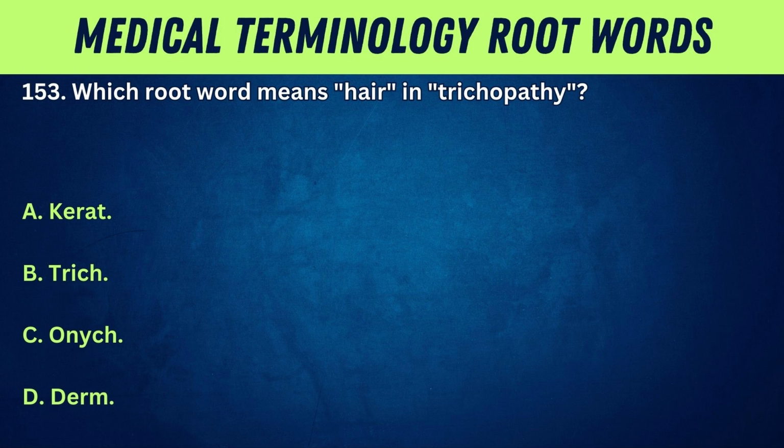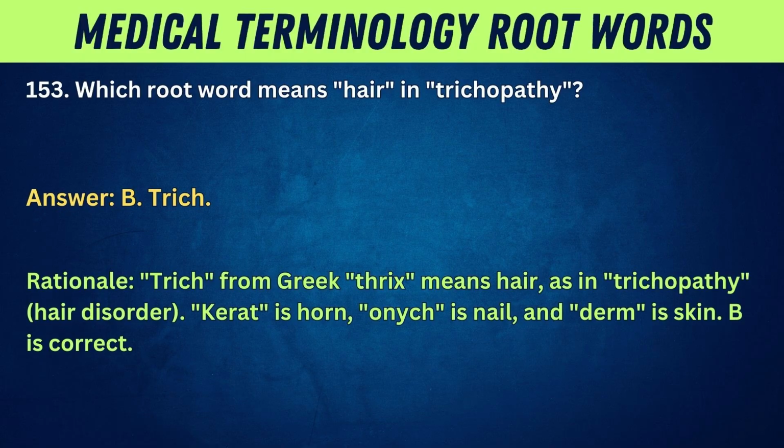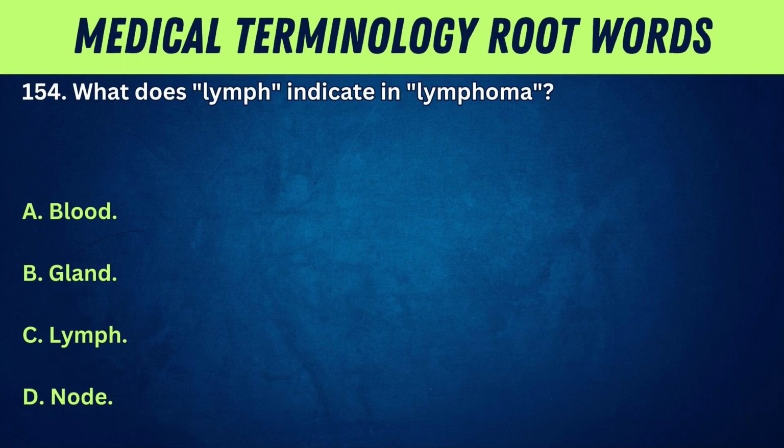153. Which root word means hair in trichopathy? A. Kerat. B. Trich. C. Onyx. D. Derm. Answer: B. Trich. Rationale: trich from Greek thrix means hair, as in trichopathy, hair disorder. Kerat is horn, onyx is nail, and derm is skin. B is correct.